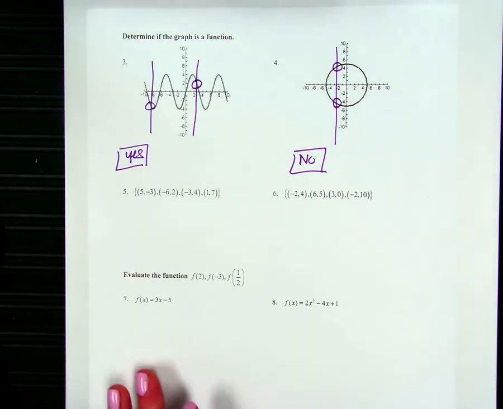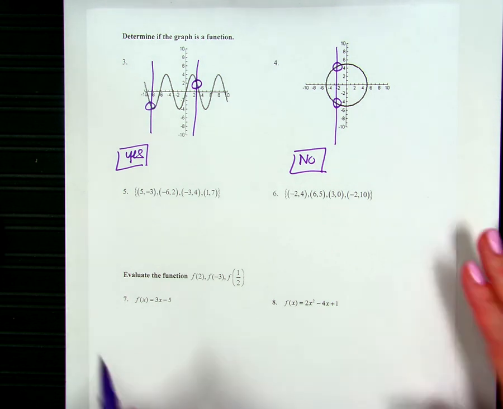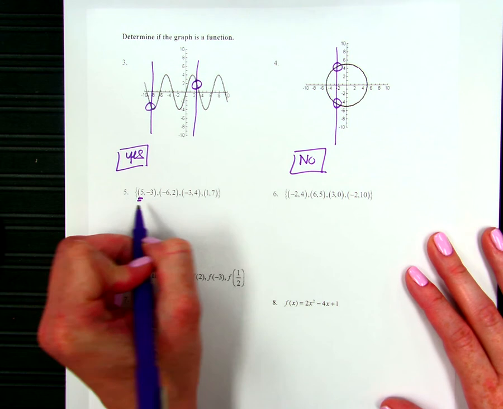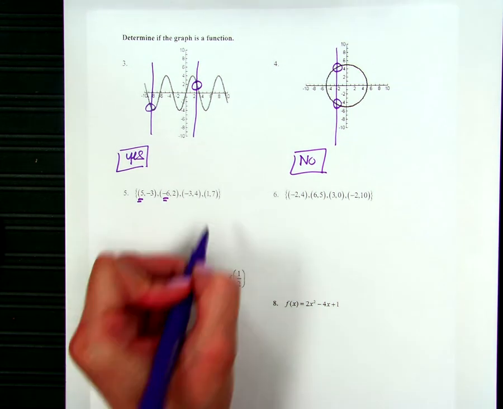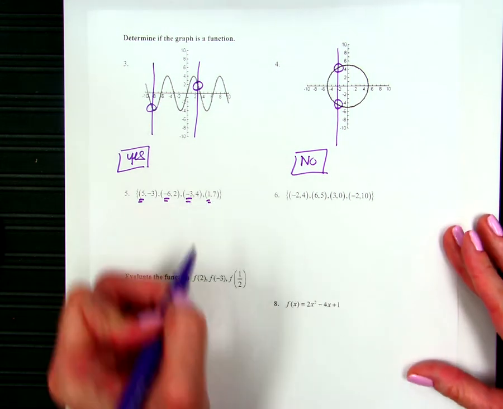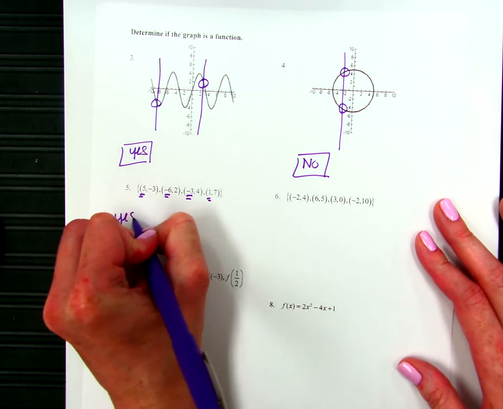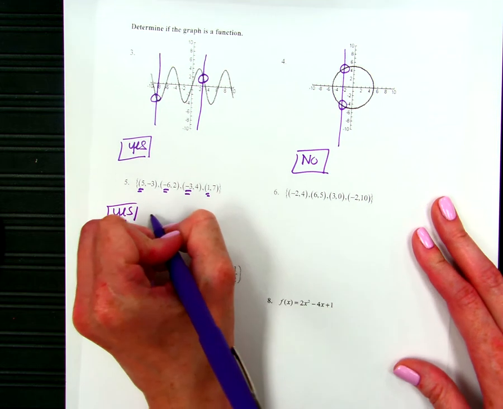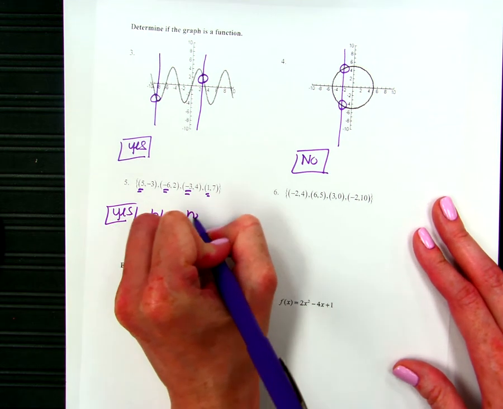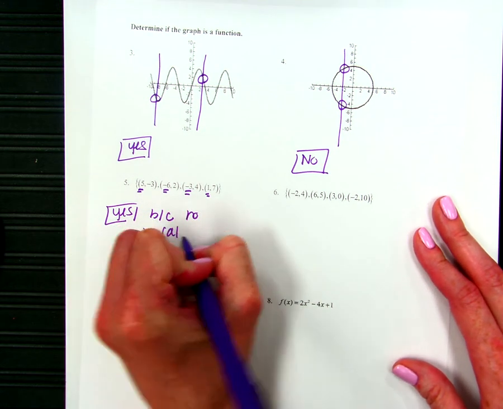5 and 6 ask us to determine if it's a function as well. So remember, if we don't have a graph, we can look at our x values and determine if there are no x's that repeat. And if that is the case, then it is a function. So we'll look at our 5, our -6, our -3, and our 1. And none of those repeat. So the answer is yes, it is a function because no x values repeat.